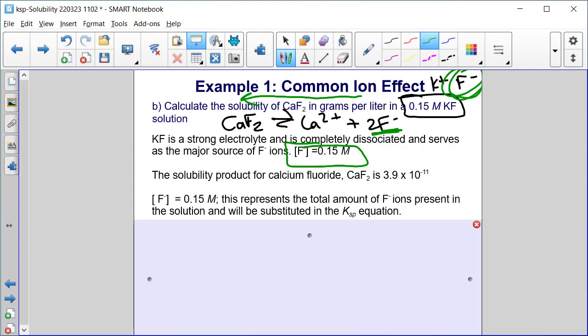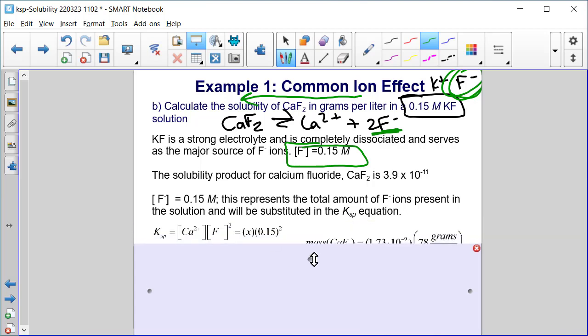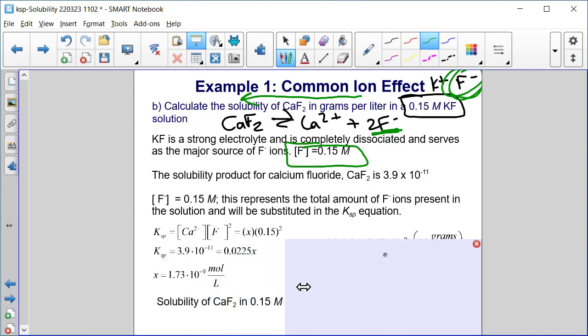The solubility product for calcium fluoride is given as 3.9 times 10 to the minus 11. The fluoride ion concentration is 0.15 molar. This represents the total amount of fluoride ions present in the solution and will be substituted into the KSP equation. So we start with our same KSP equation from the previous part, but we're given now this large concentration of fluoride ions. Now we solve for X. We get 1.73 times 10 to the minus 9 moles per liter.